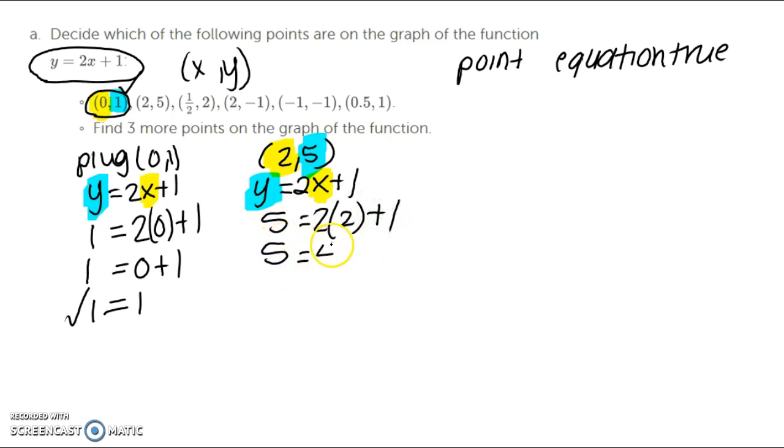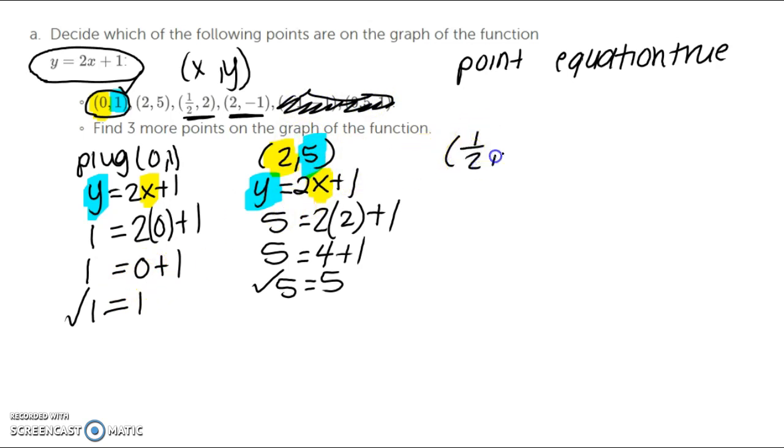And before I solve these, it's probably best that you pause the video and try solving these yourself. So now that you've seen 2 examples, I want you to go ahead and try plugging in 1/2 comma 2 and 2 comma negative 1. We're going to eliminate these and see if those points are on the graph. So go ahead and pause here and test out the point 1/2, 2 and the point 2 comma negative 1.